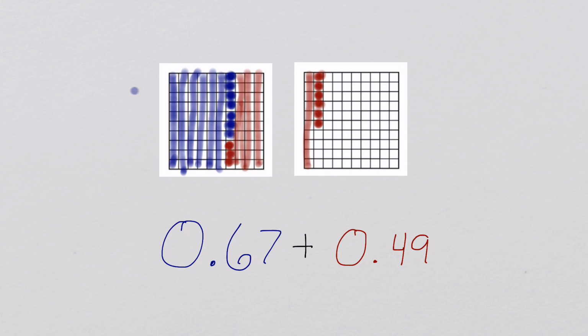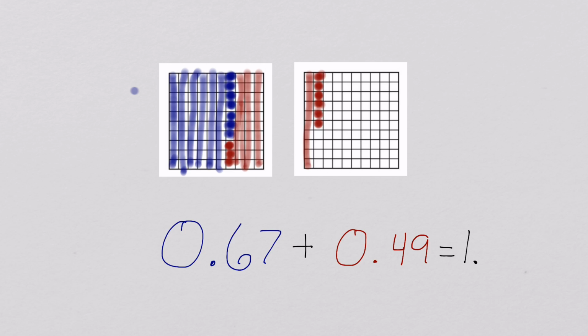I've shaded in 1, 2, 3, 4 tenths, and 1, 2, 3, 4, 5, 6, 7, 8, 9 hundredths. And if we add all these up and look at our models, we're going to find out what 67 hundredths plus 49 hundredths is. Since we have our whole hundredth grid, our answer is going to start off, whoops, let's get the actual pen. Our answer is going to start off with 1 whole.